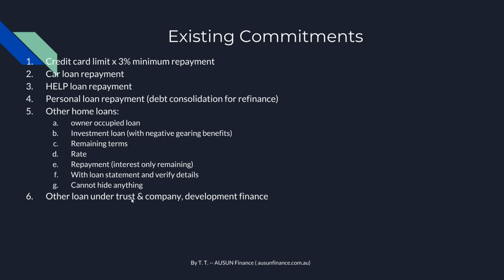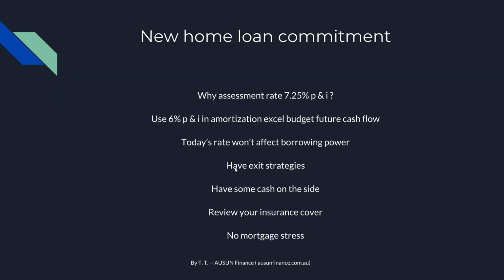Other loans under a trust or company, as long as you are a guarantor, will be taken into account. If it's a development finance that is not yet covered by pre-sales, then it is counted as your liability. Now, new home loan commitment. Most banks use 7.25%, because bear in mind that interest rates go up and down over the next 10 years, and we want our clients to hold their property comfortably through the economic ups and downs.